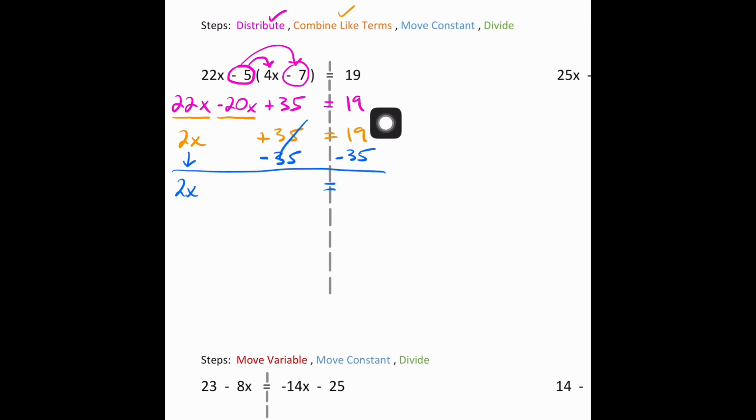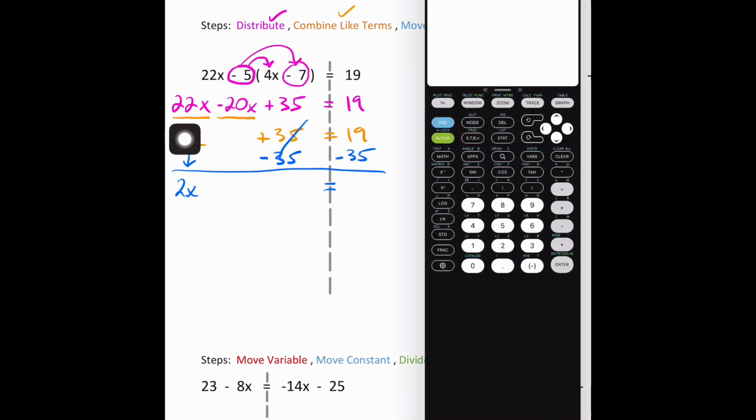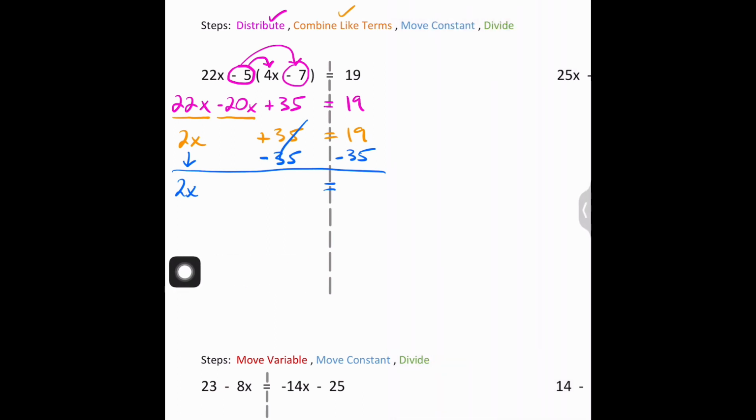So in your calculator, I want you to do 19 minus 35. And in case you're just a little unsure, all of your operations are here to the right above your enter. You have the add, subtract, multiply, divide. The negative is to the left. Don't get that confused. 19 minus 35 will give you negative 16. All right, cross that off. Next thing to do is divide.